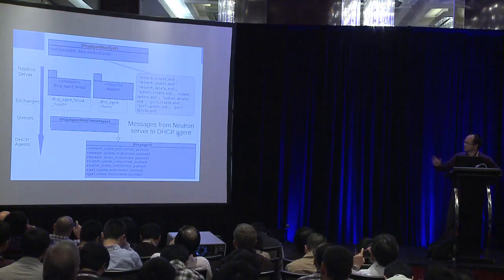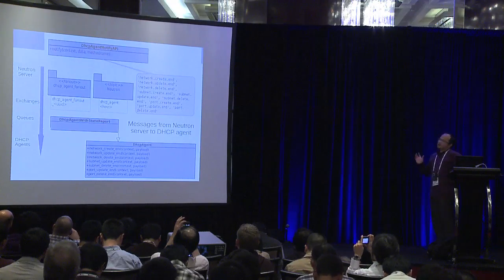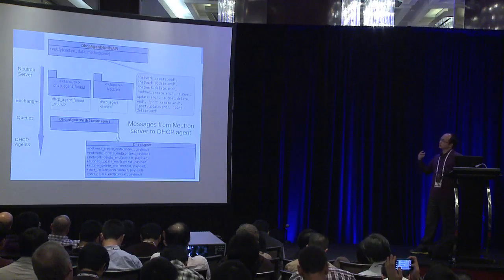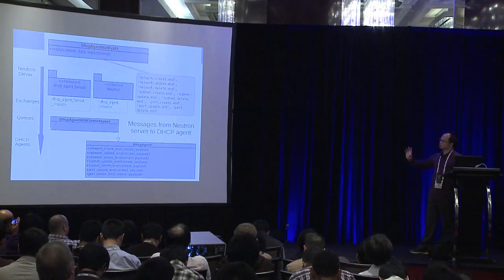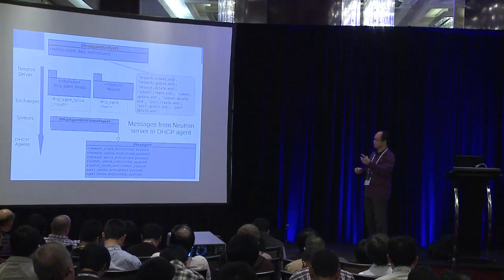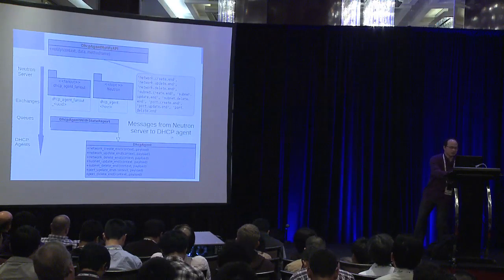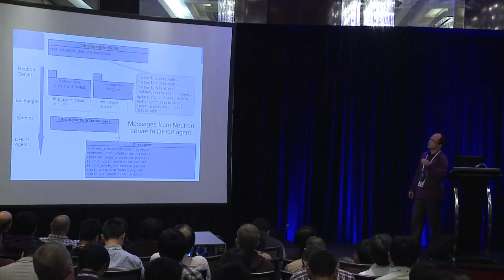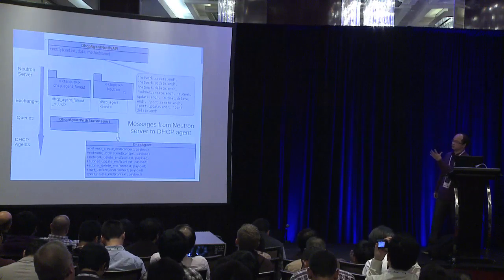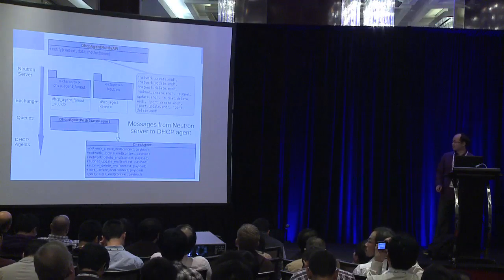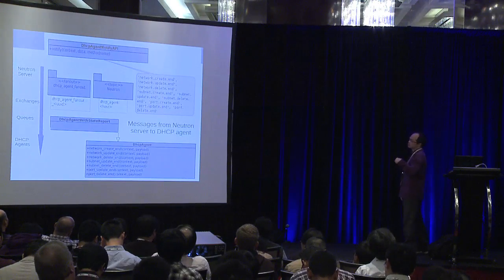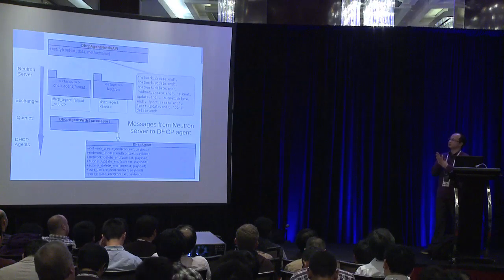Here are the messages from Neutron server to DHCP agent. Every API on core resources, such as network, subnet, and port, to create, update, delete, or whatever, will send a message to DHCP agents. If these messages are targeted to a specific DHCP agent, the exchange topic named Neutron will be used, and the message will be delivered to the specific DHCP agent. If the messages are not targeted to a specific agent, the fanout exchange will be used.